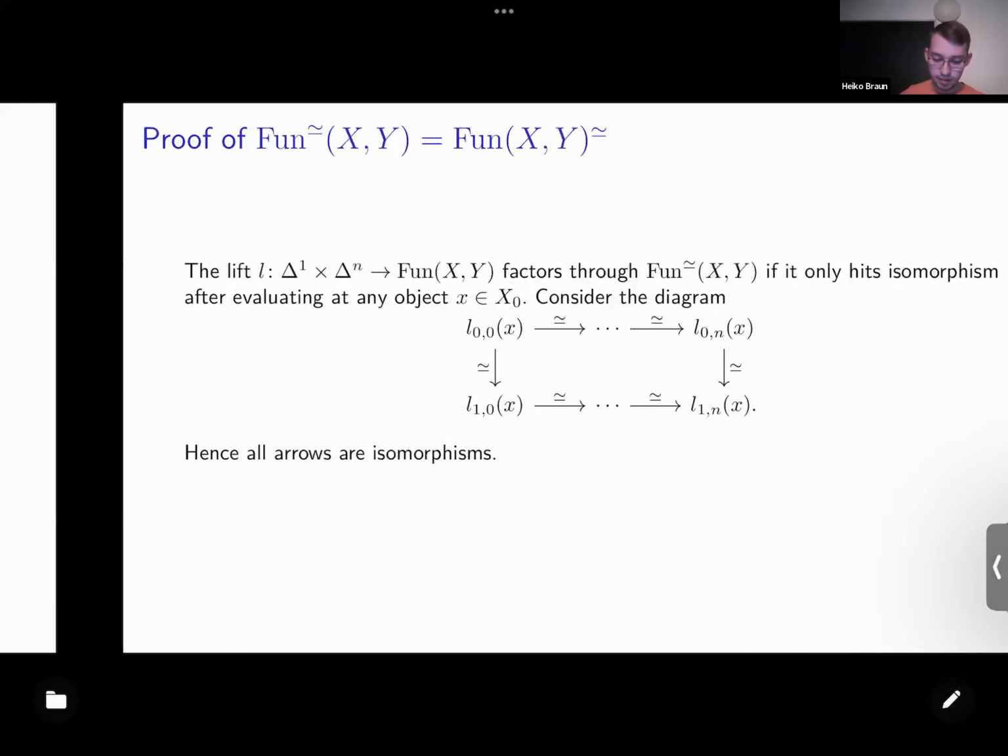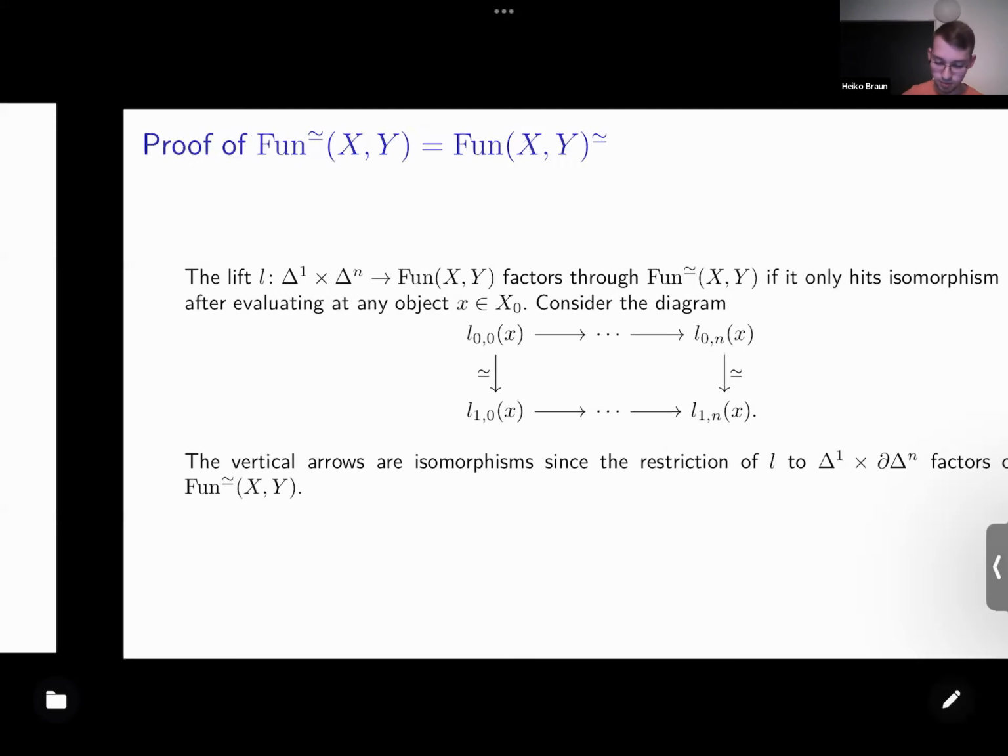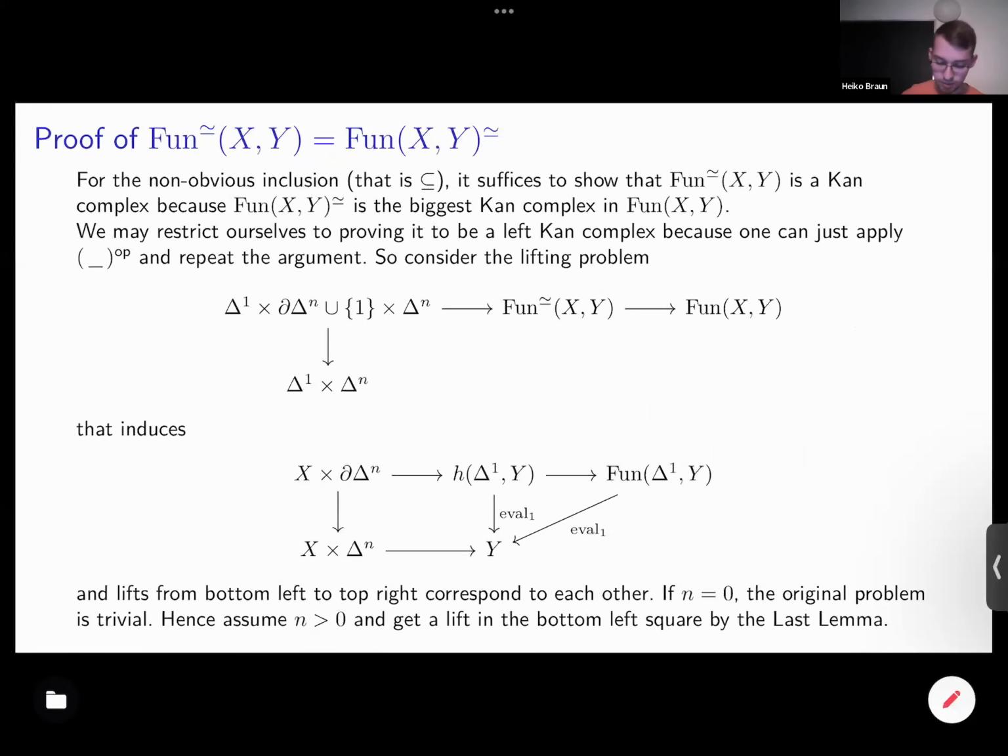So the map we had here, which went to there, actually corresponds to something here, and now it also factors through here.